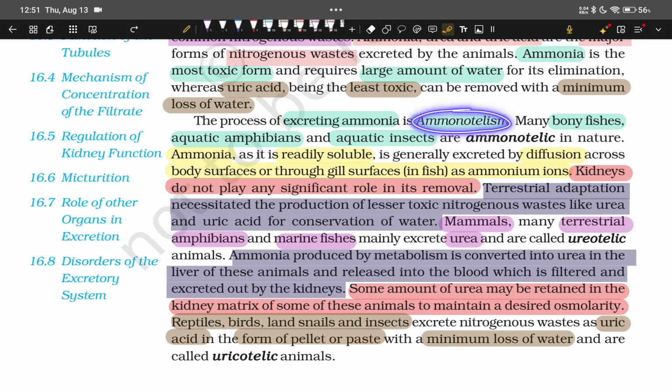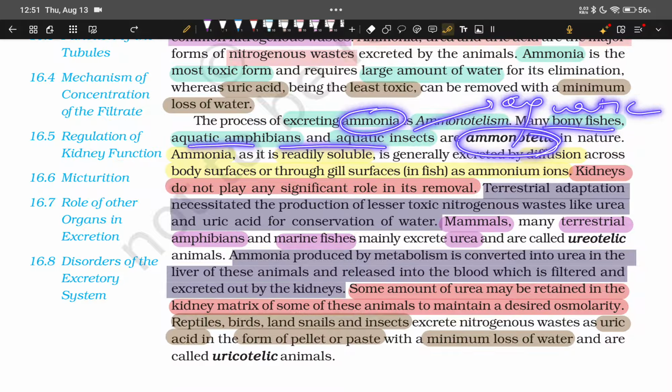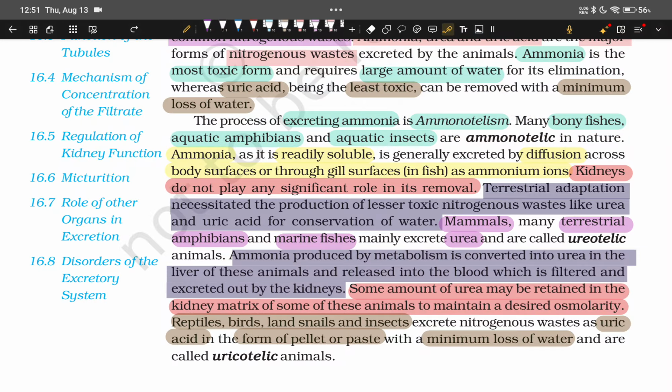Now, ammonotelism, the process of excreting ammonia. Ammonotelic animals means the animals or organisms which excrete ammonia, which are bony fishes, aquatic amphibians and aquatic insects. So bony fishes, aquatic amphibians, aquatic insects, all these live in water. They are all aquatic. Why? Because ammonotelic, or basically ammonia removal, requires a large amount of water, so they have to be aquatic.